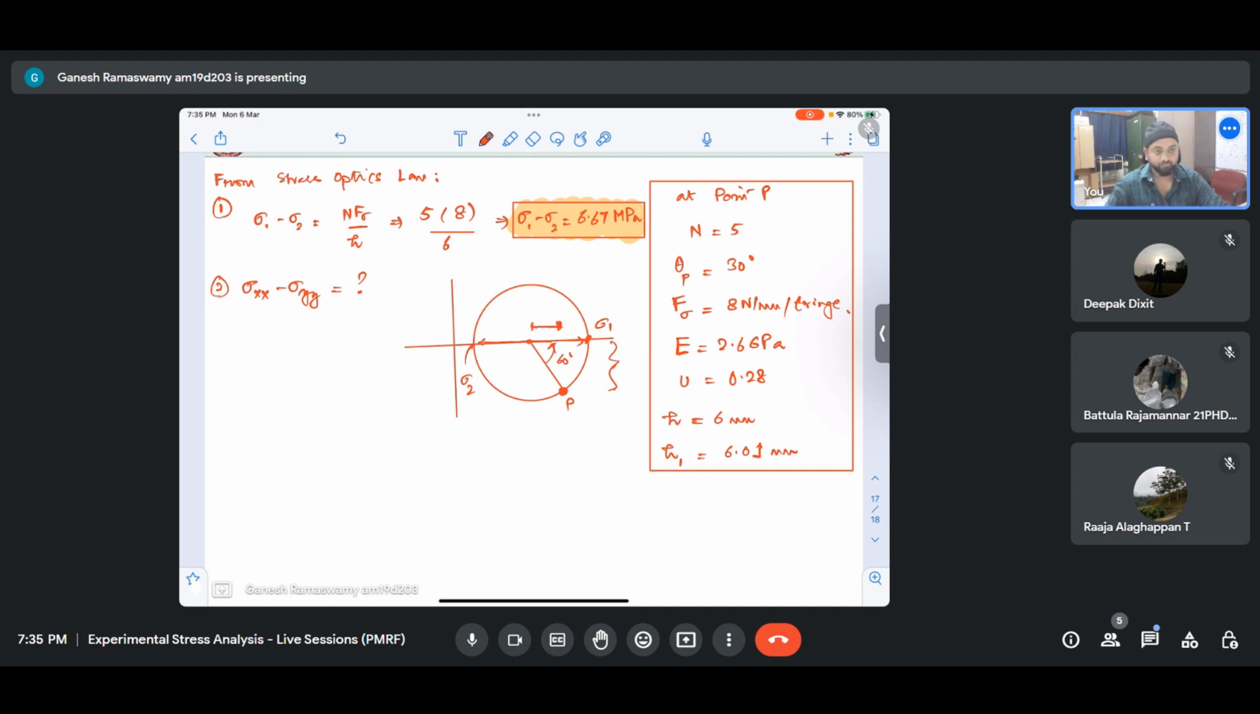The radius of the Mohr circle is nothing but (sigma 1 minus sigma 2) by 2, right? So (sigma 1 minus sigma 2) by 2, which is n f sigma by 2h, is my radius of the Mohr circle. This is nothing but tau xy at that point, right?